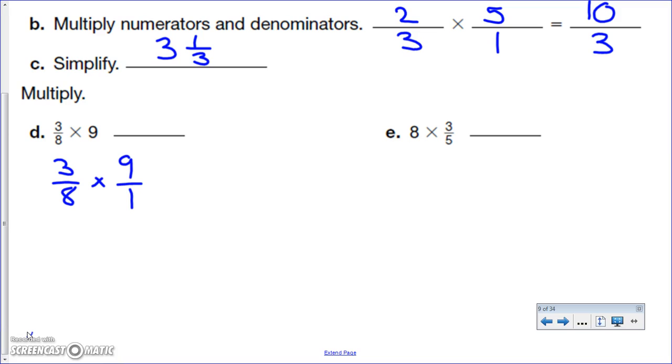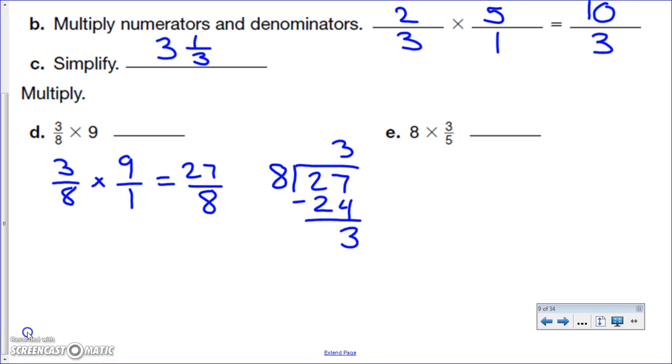So we're going to multiply the numerators. 3 times 9 is 27, and the denominators. 8 times 1 is 8. Now we need to take our improper fraction and turn it into a mixed number. And we know we can divide 8 into 27 3 times. And we get a remainder of 3.